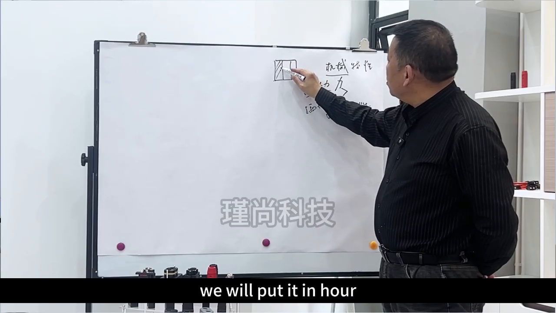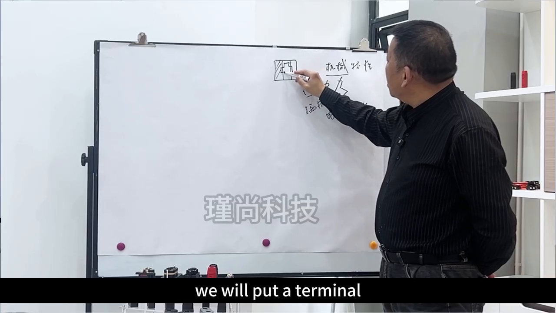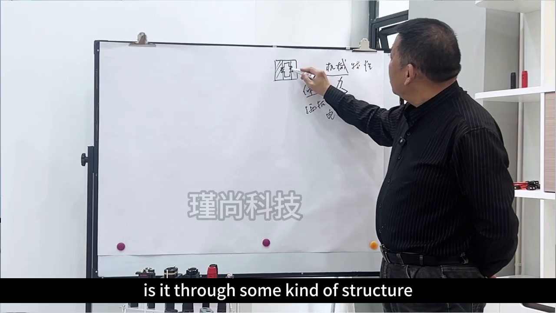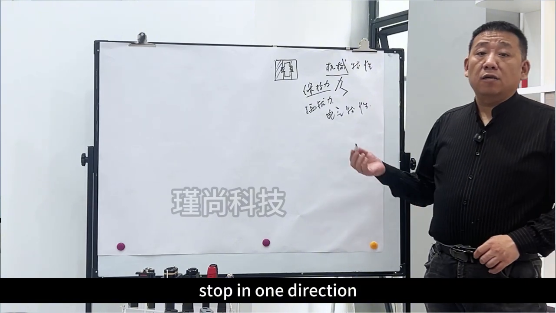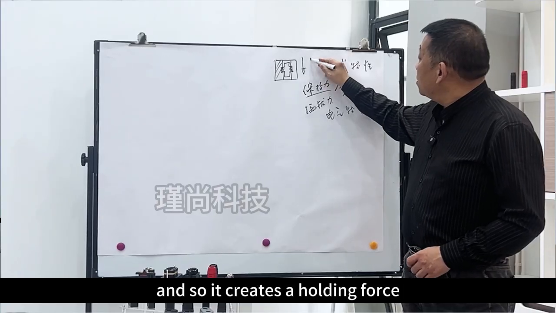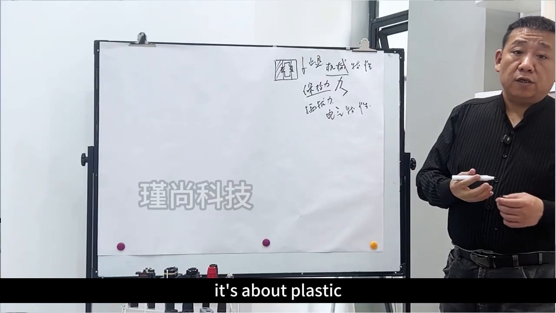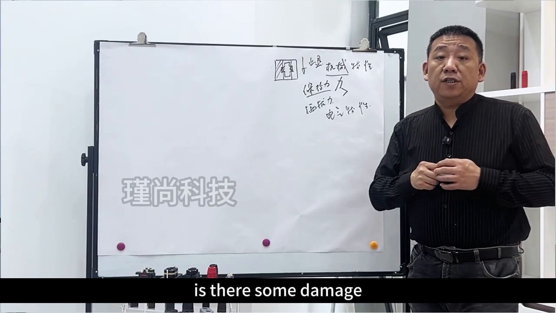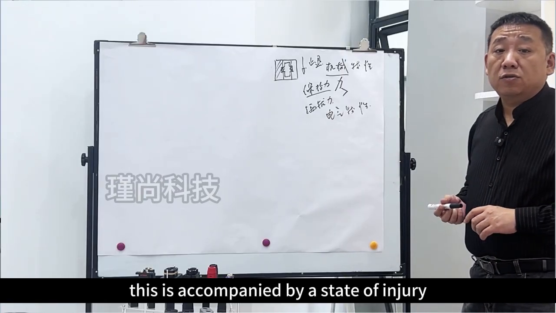Usually we put a terminal into the plastic hole, through interference or through some kind of structure, to keep it stable inside, stopped in one direction, or permanently embedded in, and so it creates a holding force. This retention concerns the plastic and affects the structure of the entire product. There is some damage, accompanied by a state of injury.